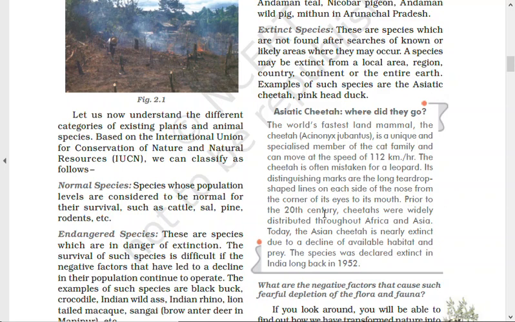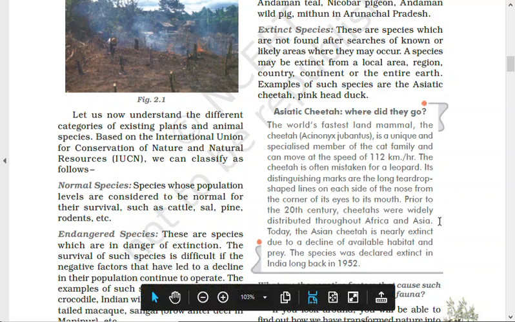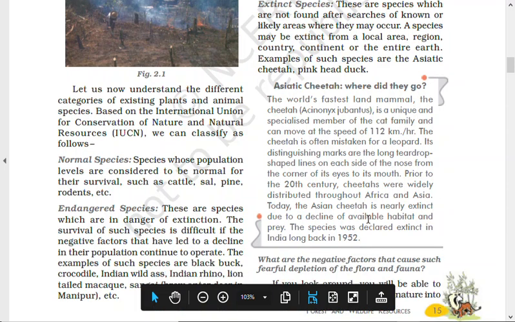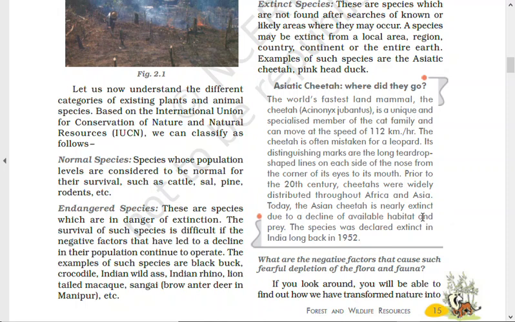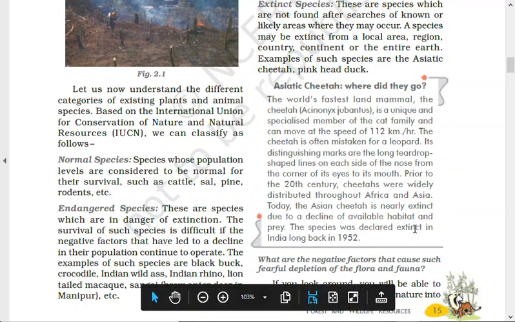Prior to the 20th century, cheetahs were widely distributed through Africa and Asia. Today, the Asiatic cheetah is nearly extinct due to the decline of available habitat and prey. The species was declared extinct in India long back in 1952.